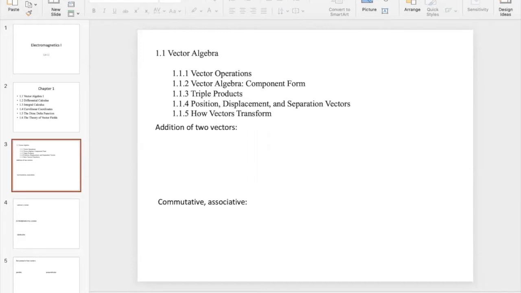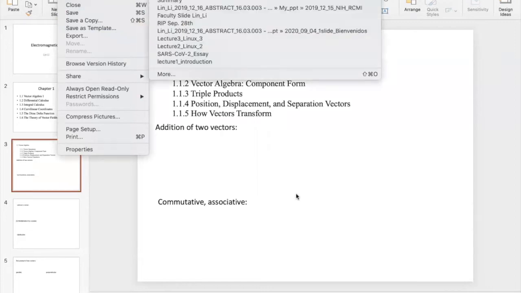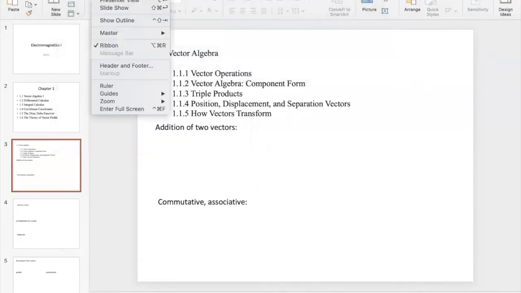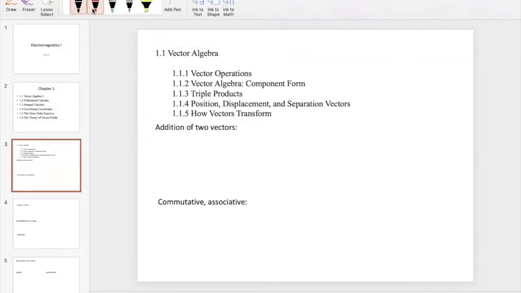So first, add two vectors. Do you remember how to add two vectors? Okay, now let me change the pointer into a pen with drawing tool. Okay, now I will draw some vectors.